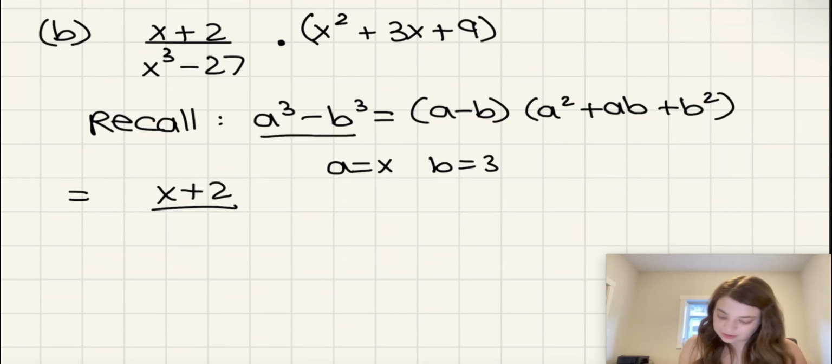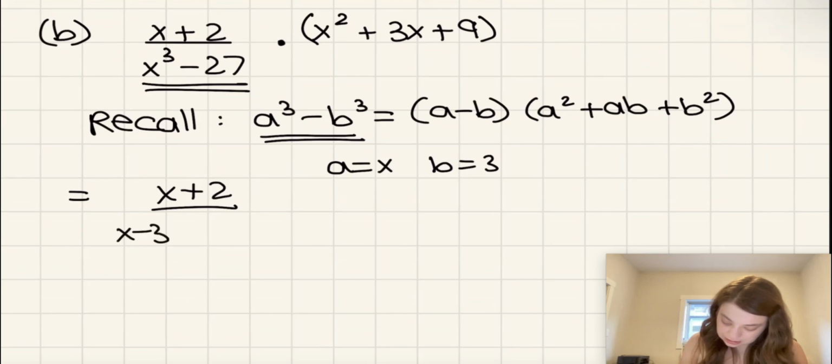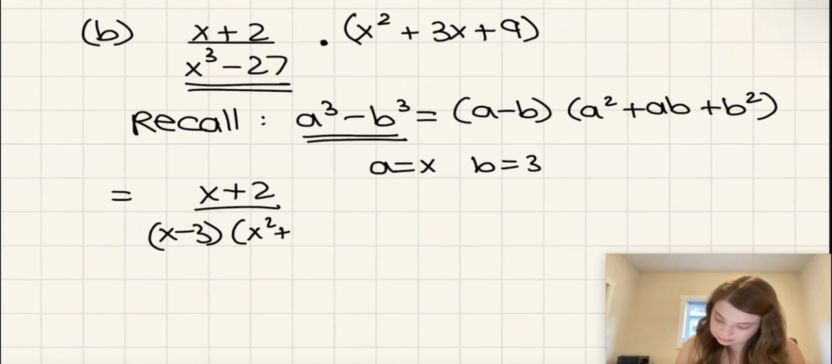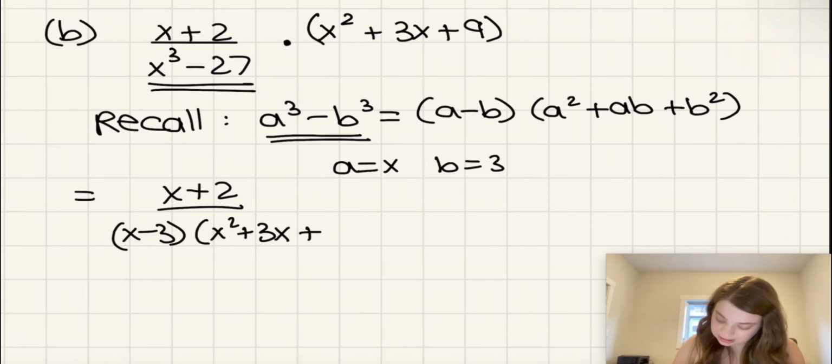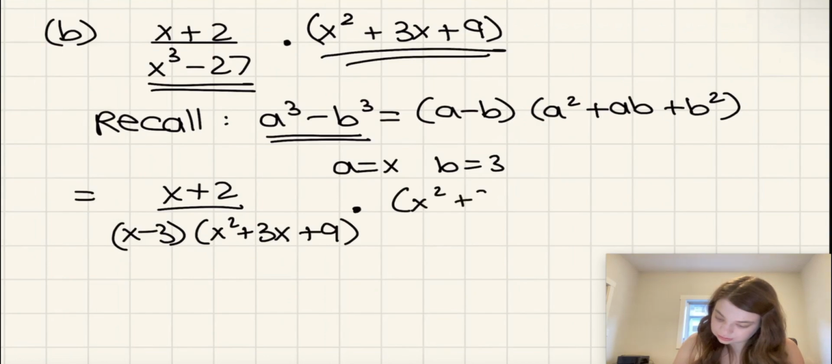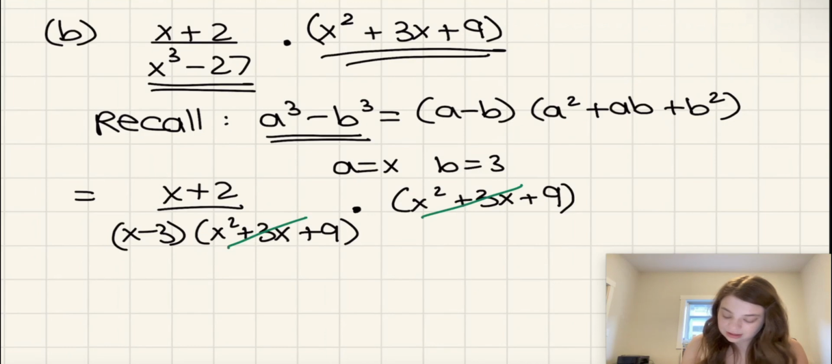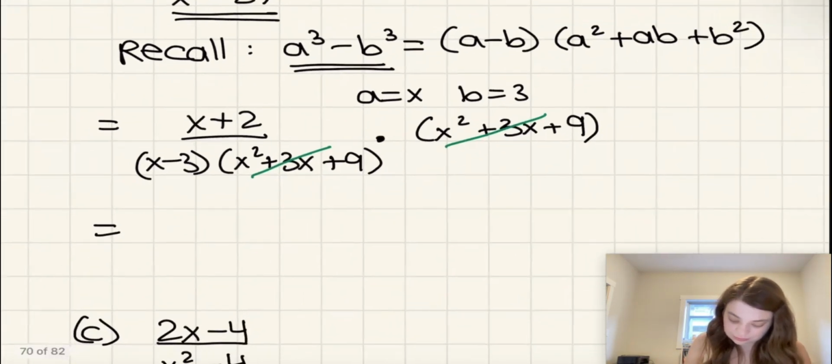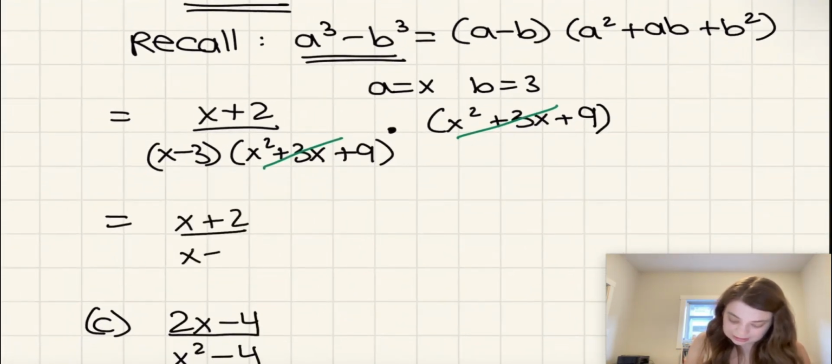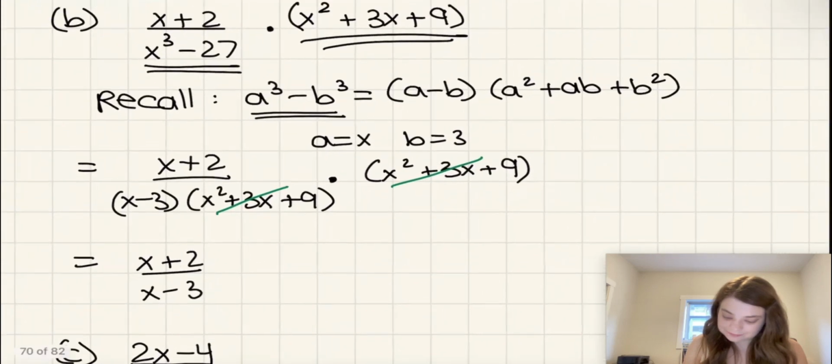Since originally in the equation we have a cubed minus b cubed, and here we have two different cubes. So therefore, x minus 3 times x squared plus ab, which is 3x, plus b squared, which is 9, and then that's times this part here, x squared plus 3x plus 9. And then in our next step, as you can probably imagine, these two cancel out, and we are left with x plus 2 over x minus 3, like that.